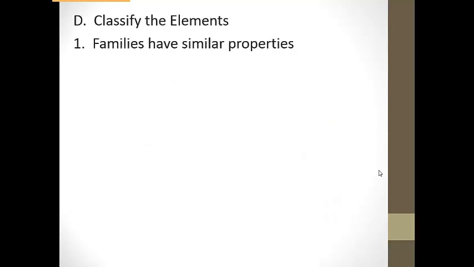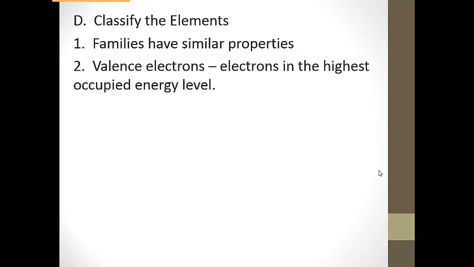So when we're classifying elements, we need to remind ourselves that families do have similar properties, and one of the properties that they have in common are their valence electrons. The valence electrons are the electrons in the highest occupied energy level. You did an ExploreLearning.com Gizmo called Element Builder, and valence electrons was one of the things that it talked about, where you drew dot diagrams. For instance, lithium has 1 valence electron, so you drew 1 dot around it to represent that valence electron. So that's something that all the families have in common.